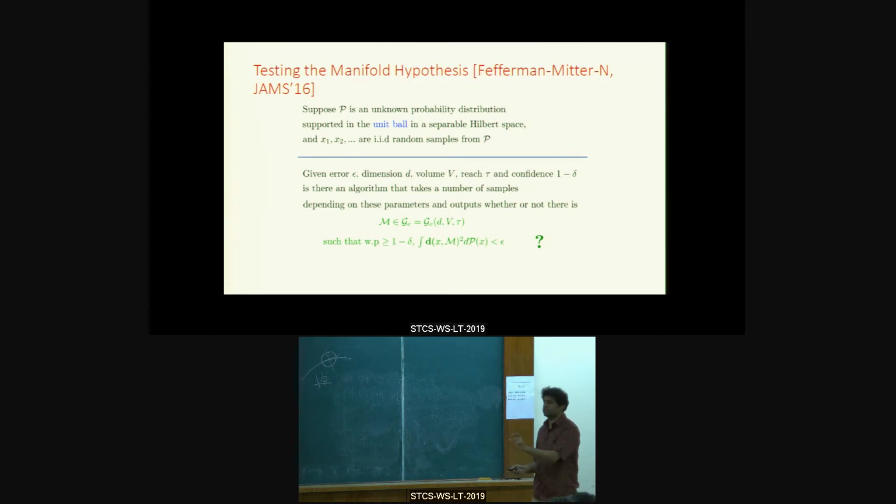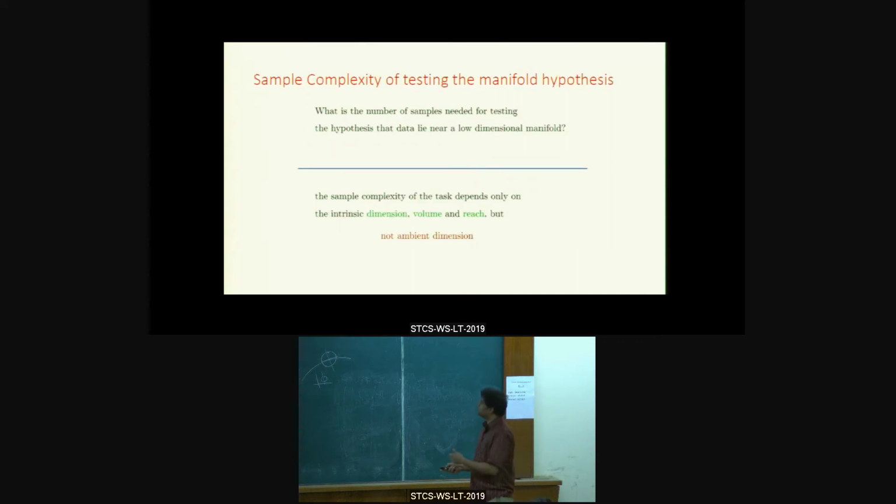Yeah, so that is a decision question we are interested in. So I'm saying with probability greater or equal to 1 minus delta, with respect to the samples. Yeah, so this was just what I just said. So the sample complexity only depends on intrinsic dimension, volume and reach, although these are all embedded manifolds in some high dimensional space.